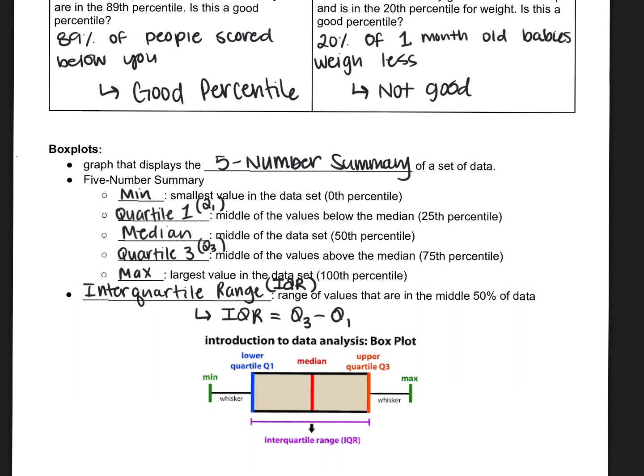Another thing with box plots is we can determine shapes of distributions based off the box plot. So wherever the median falls in relation to the quartiles, like if it's closer to quartile 1, that usually lets us know that it's skewed right. And if it's closer to quartile 3, that lets us know that it's usually skewed left. And then if the median is in the middle of our quartiles, that usually tells us that our distribution is symmetric. So we can still tell the shape of a distribution from a box plot.